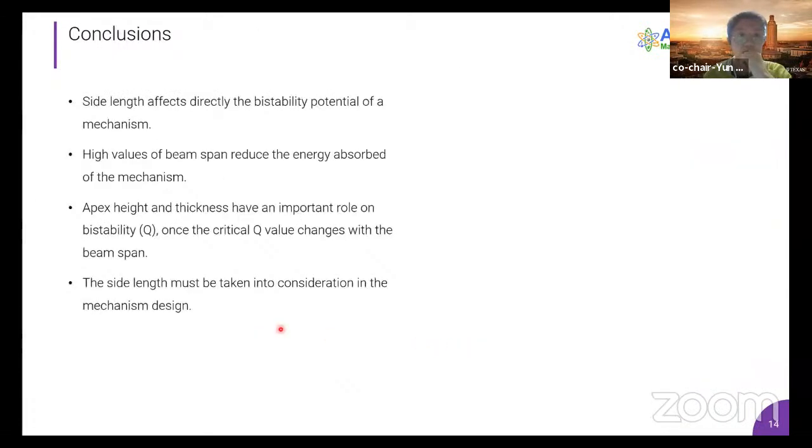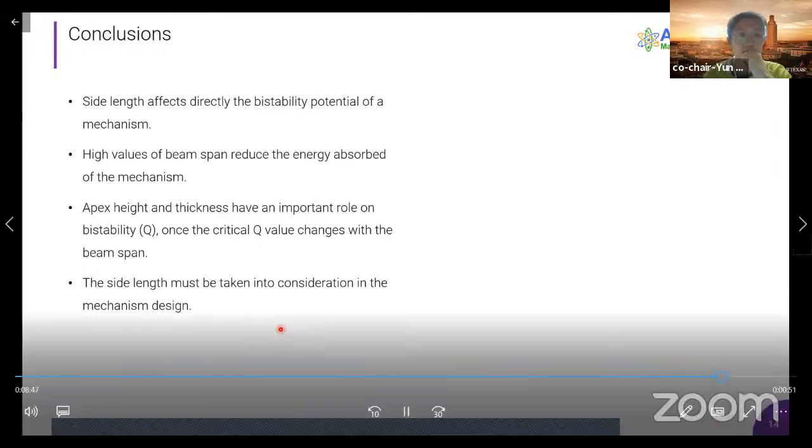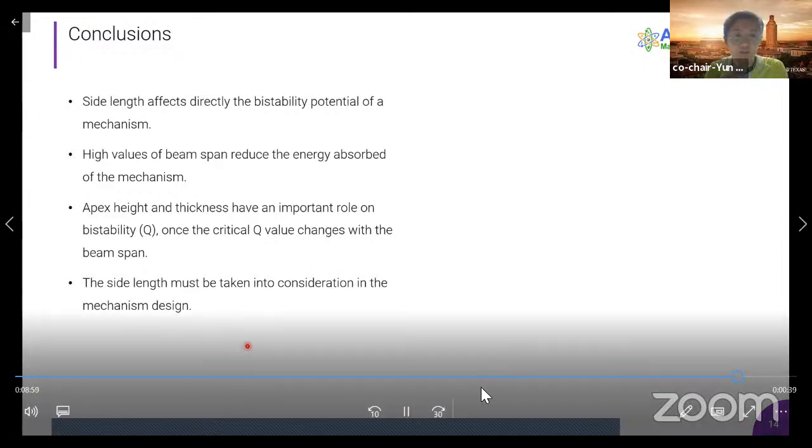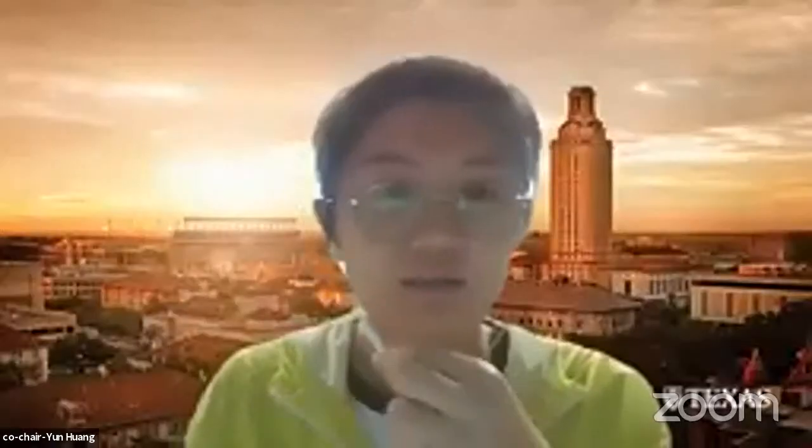Finally, we concluded that the side length directly affects the bistability potential of a mechanism. High values of beam span reduce the energy absorbed by the mechanisms. The apex height and the thickness have an important role in bistability, which is represented by the ratio Q, since the critical Q value changes with the beam span.